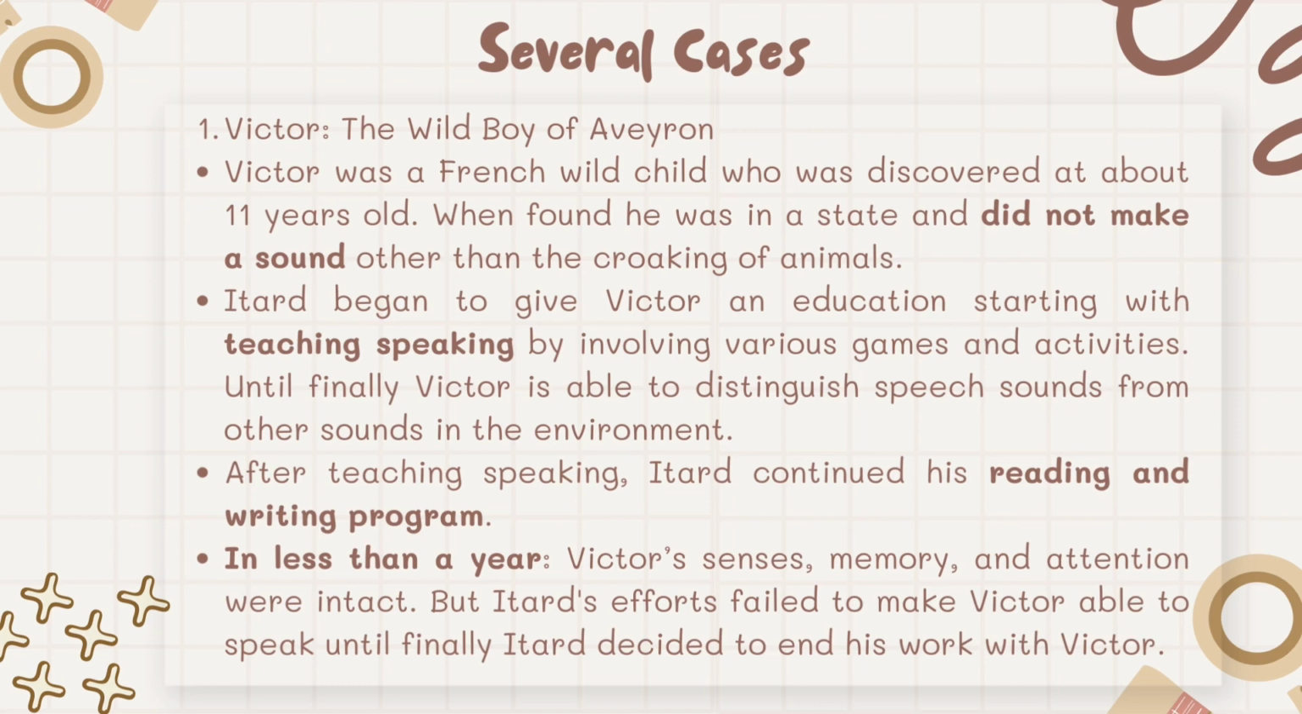After teaching speaking, Itard continued with his reading and writing program. In this phase, Victor learned to match colors and shapes, then match an image with the object it represents. Then he started teaching Victor the letters of the alphabet using cards. In less than a year, Itard was able to issue a report stating that Victor's senses, memory, and attention were intact. He had the ability to compare and judge, and he could read and write to a certain extent.